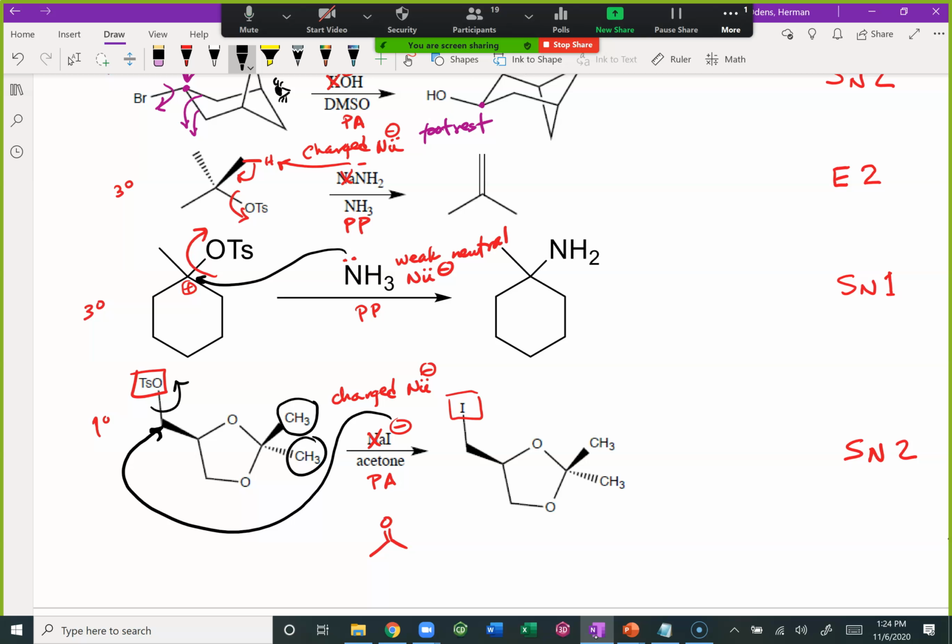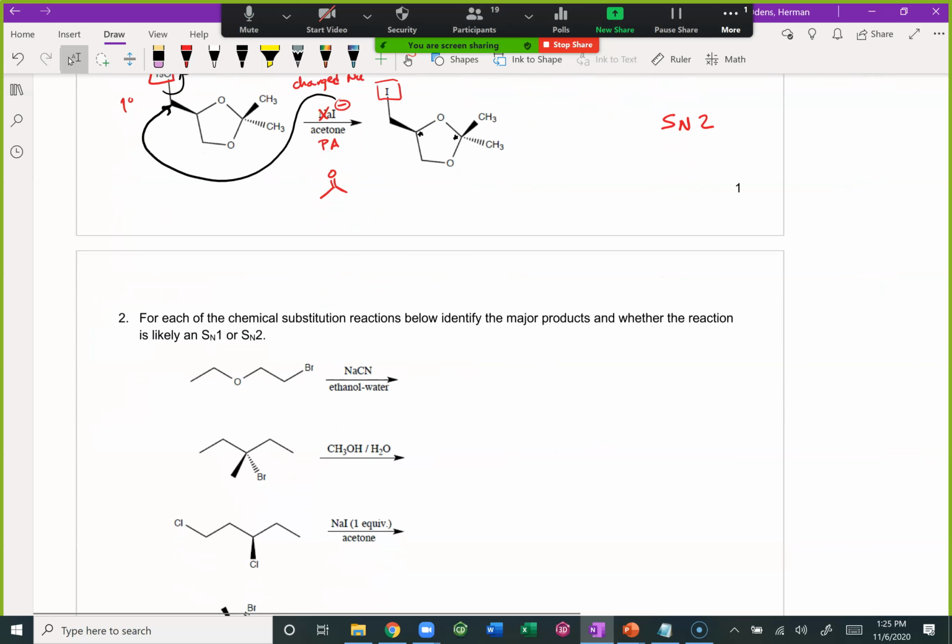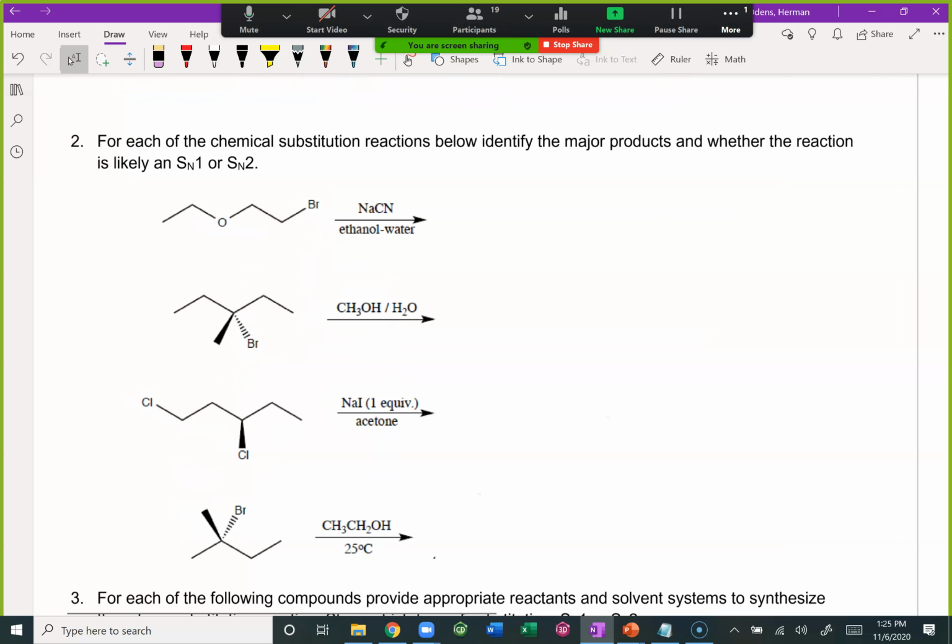You are right. Oh, ding, ding, ding. Thank you. Yes, so then we need the wedge and the dash. I didn't even look at the left side of the molecule. You're right. Very good. So yeah, there is chirality here. And there is chirality here. So we have double chirality. And that chirality stays. Very good. All right. So let's do the next problem.